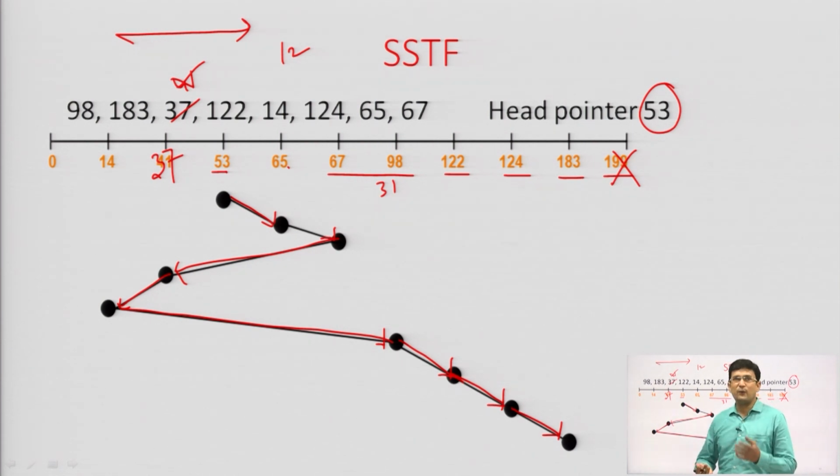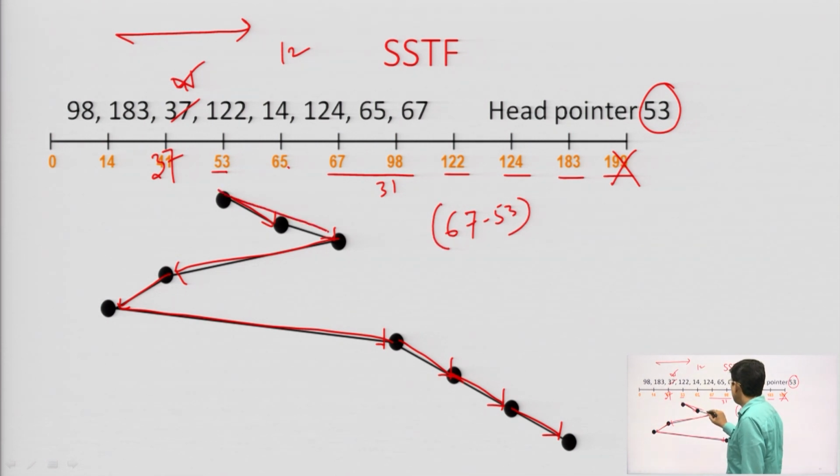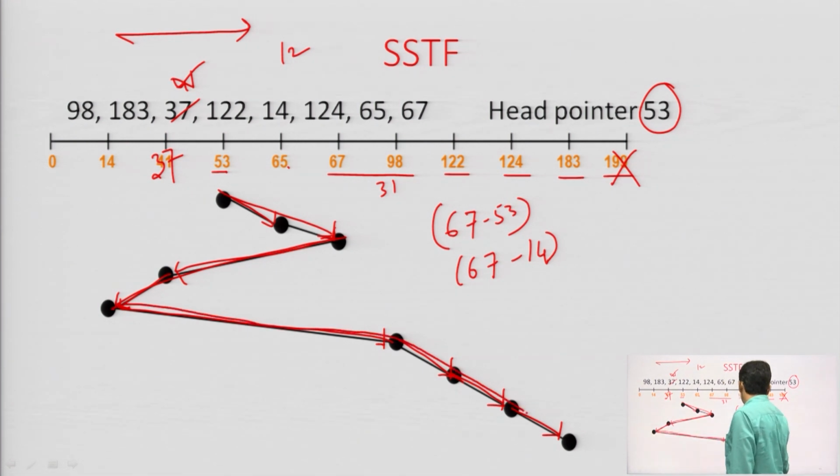So whenever you have a request, you analyze which request will be the nearest one to the disk read write head currently. Okay, and finally the total movements that you can find out, we are doing just a shortcut. 67 minus 53, it is taking the distance from here to here, and then from here to here the distance will be 67 minus 14, and then from here to here the distance will be 183 minus 14.